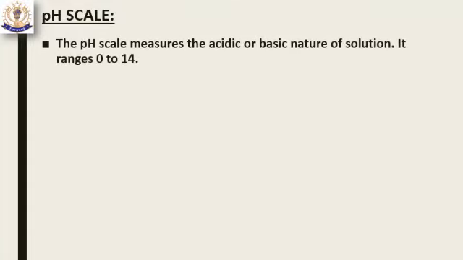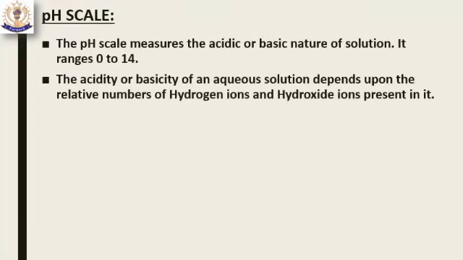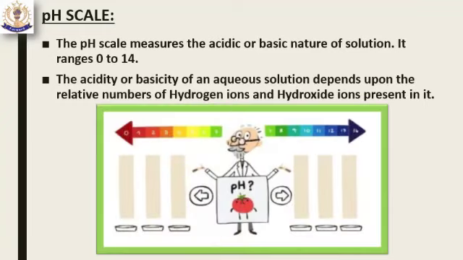Now, the pH scale proposed by Sorensen ranges from 0 to 14. This pH scale can measure the strength of any acidic or basic solution. The acidity or basicity of any solution depends upon the number of hydrogen and hydroxyl ions. A larger number of hydrogen ions will make the solution acidic, while more concentration of hydroxyl ions will make the solution basic.